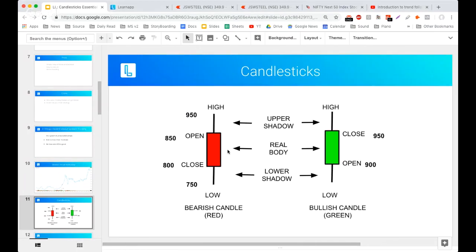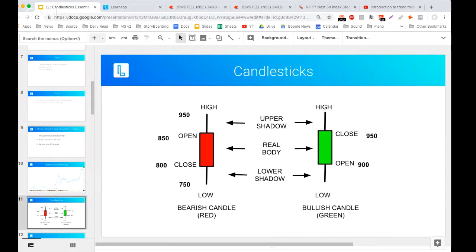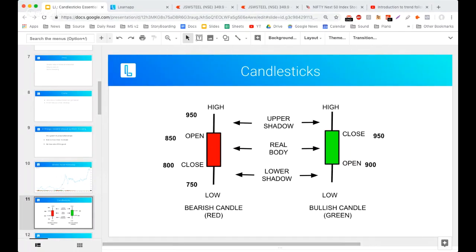Got it, right? So the market goes up during the day, it's a green candle. Market goes down by the close of the day, it's a red candle. And you have the high and low shown by wicks. Okay, it's a visual way to represent all the information.